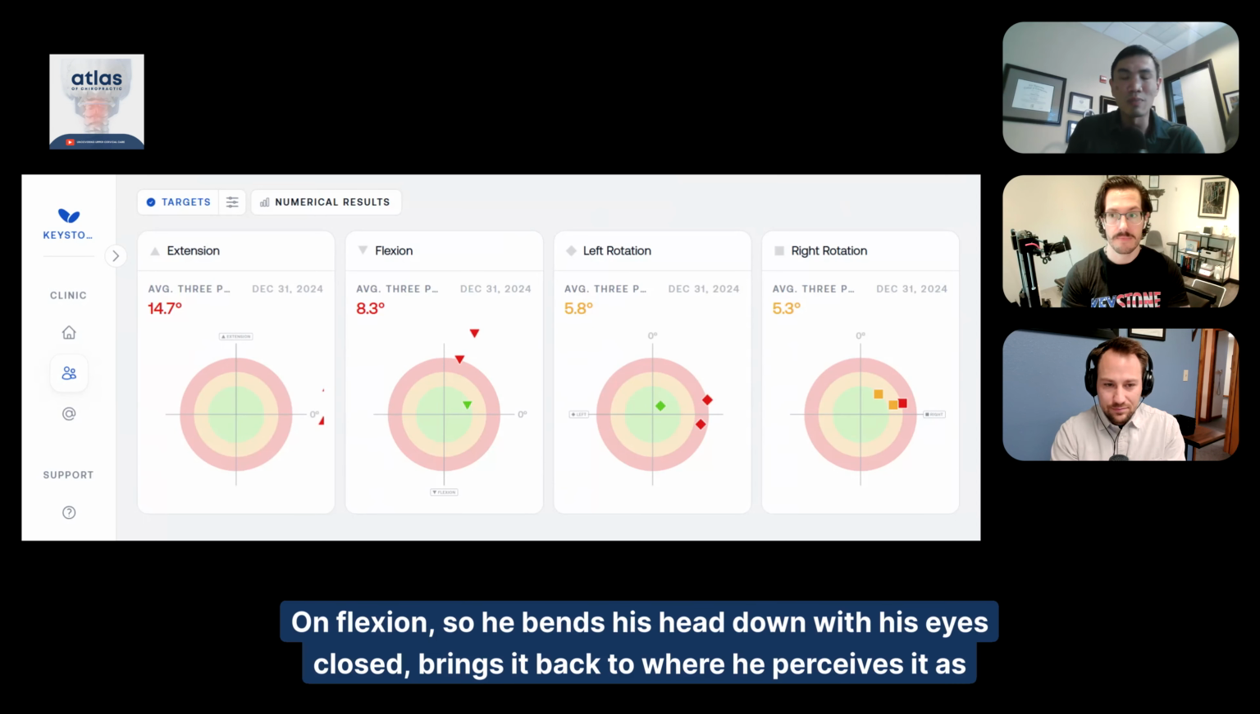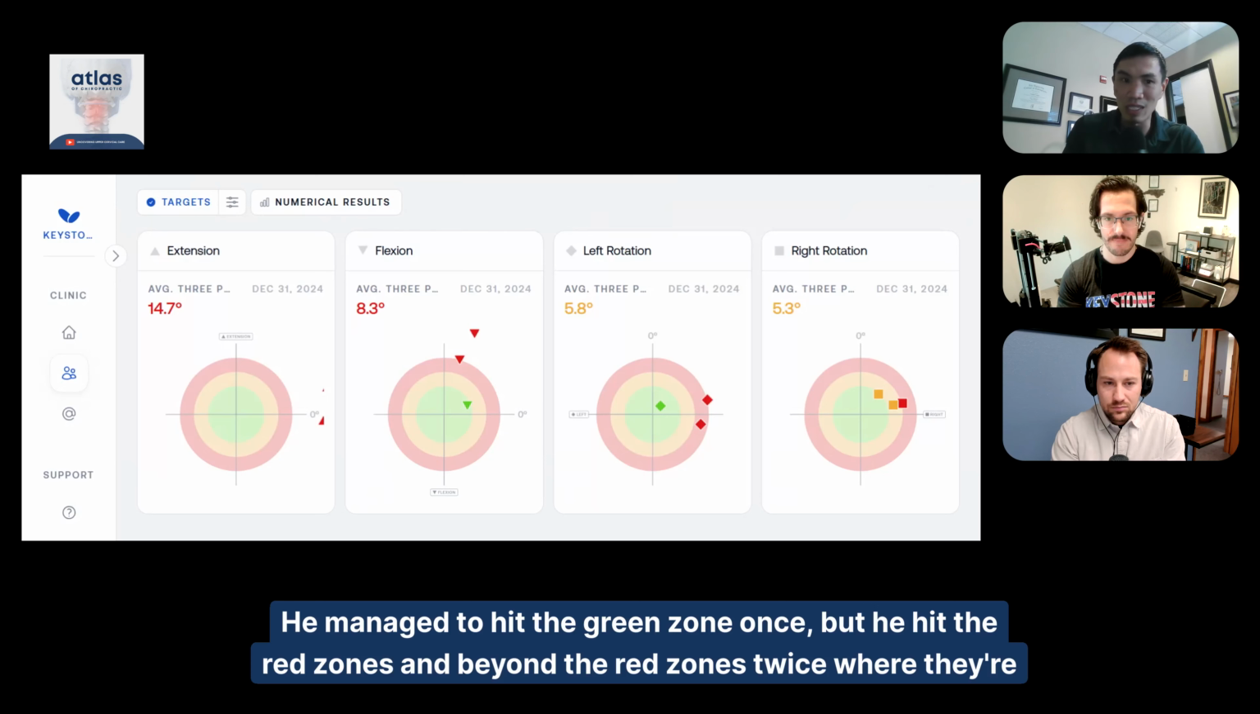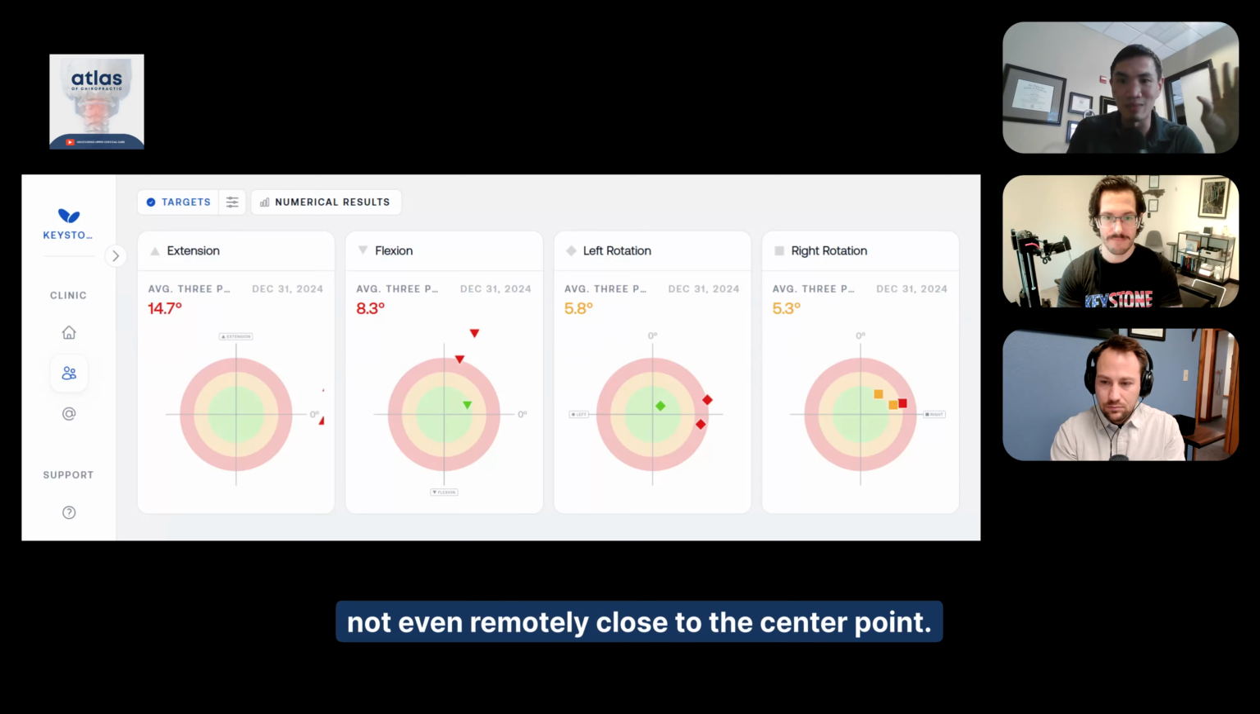On flexion, he bends his head down with his eyes closed, brings it back to where he perceives it as center. The average error was 8.3 degrees. He managed to hit the green zone once, but he hit the red zones and beyond the red zones twice, where they're not even remotely close to the center point.